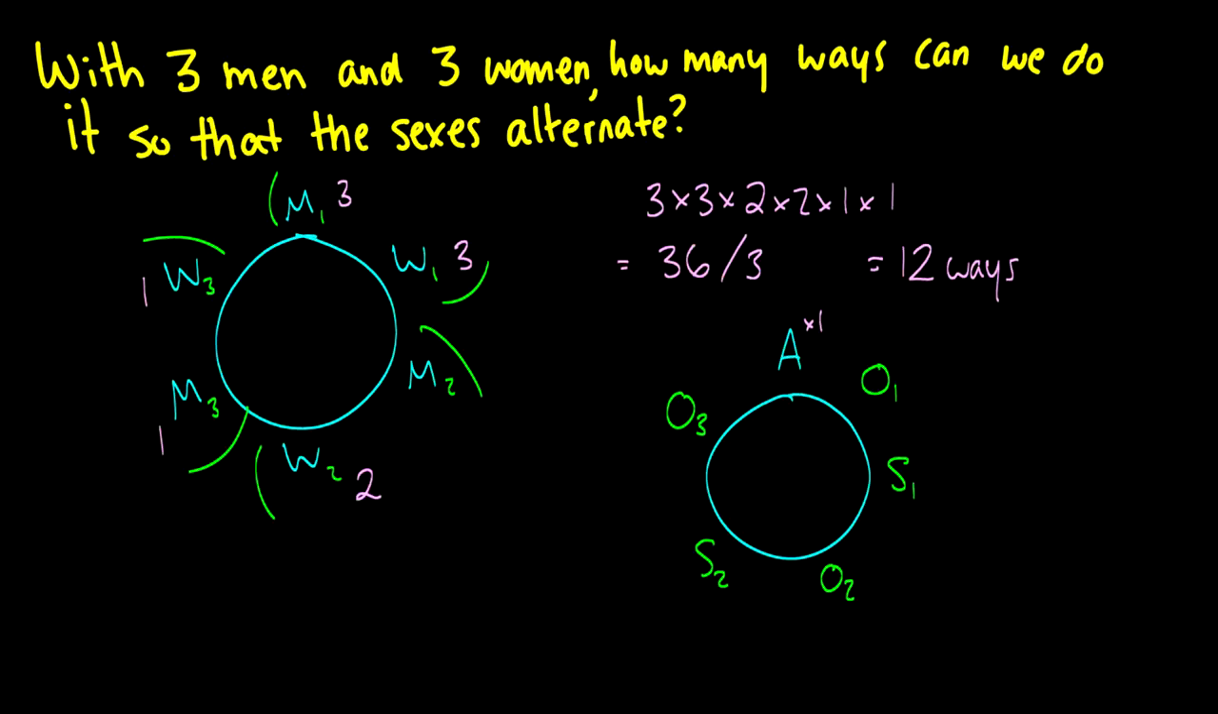And we can see here, it's a little bit nicer to solve for, because we have 3 ways to choose our first O in the first one. Then for our S1, we have 2 ways. Then 2 ways to choose O2, 1 way to choose S2, and 1 way to choose O3. And here, we get 3 times 2 times 2, which is equal to 12 ways, which is the answer we want. Now, why does this work?